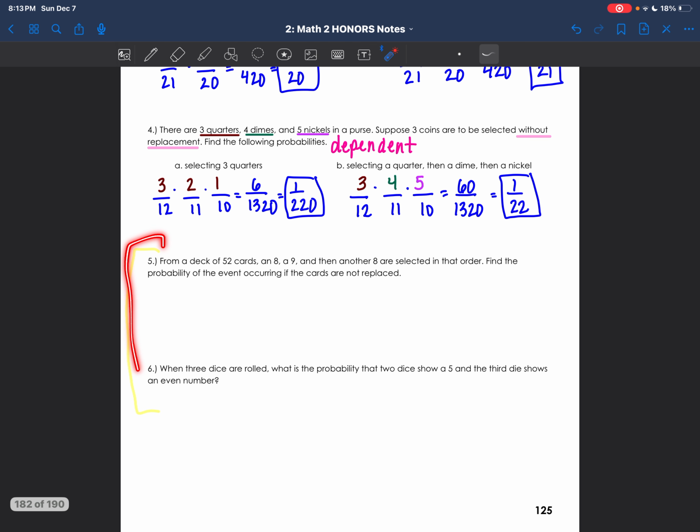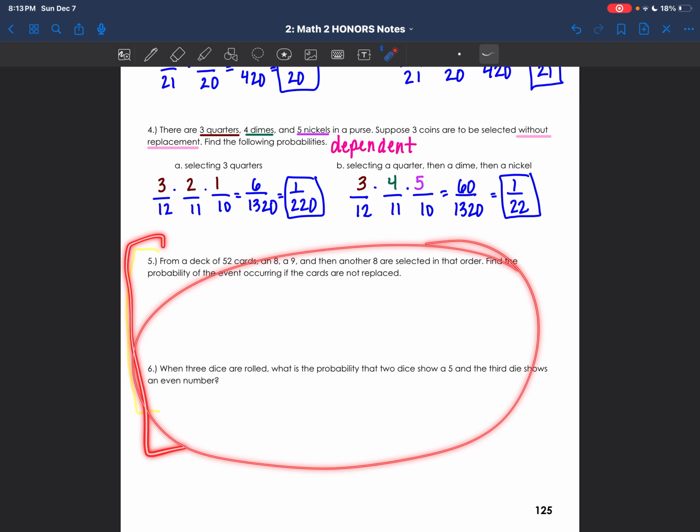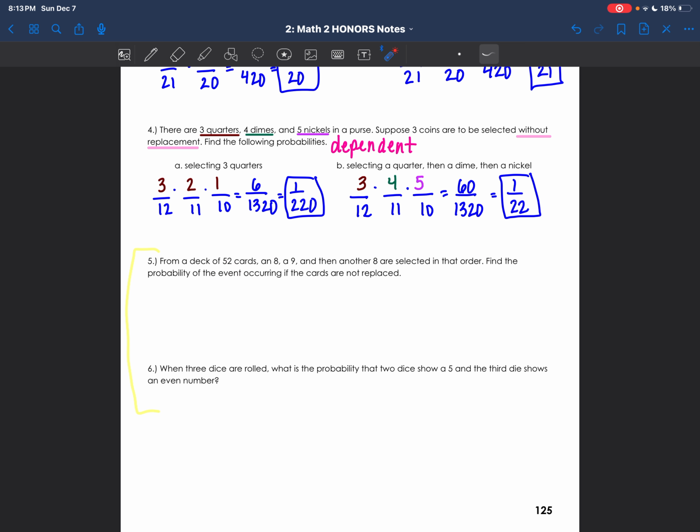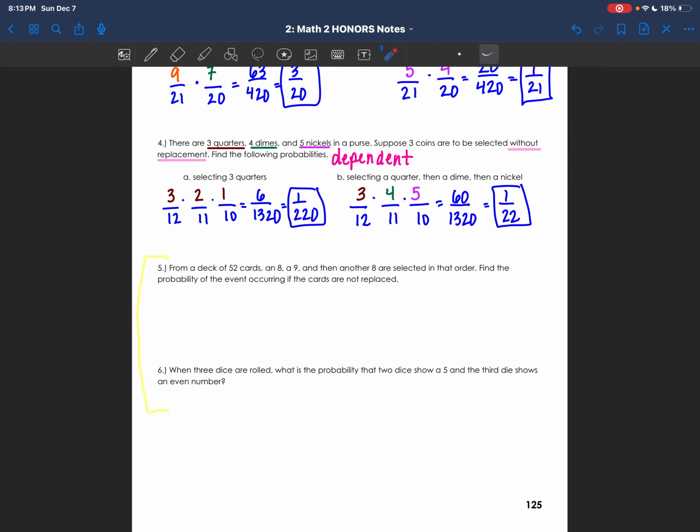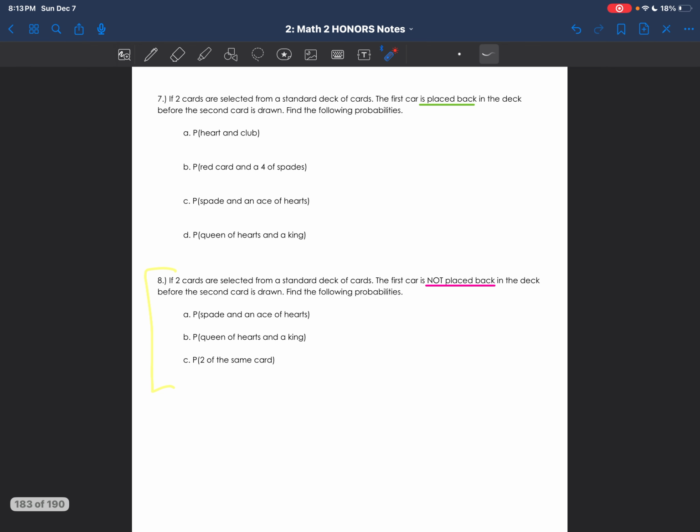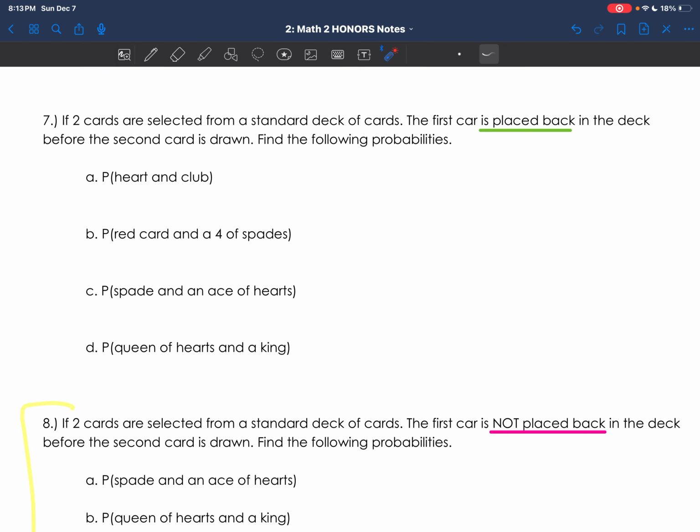All right. So now I want you to try these 2. Now remember, you can look at your previous lesson for the 52 cards to remember what there are. But I want you to go ahead and determine first, is it dependent or independent? And then go ahead and solve. All right, let's go ahead. Let's do this one. It says, if 2 cards are selected from a standard deck, the first card is placed back in the deck before the second card's drawn. Find the following probabilities.